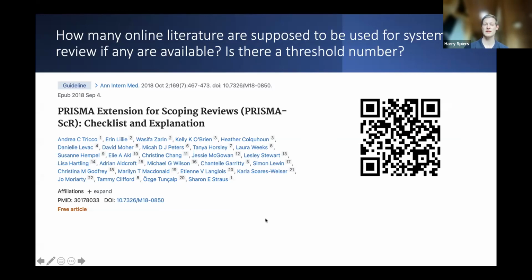So in summary, for your databases, ideally you want 3 or more, and those 3 for me would be Embase, Medline, and Web of Science. And then in terms of your minimum number of papers, you don't need a minimum number unless you're doing a meta-analysis. But if you're looking at a very niche topic or find that there are very few papers coming together, then you may want to do a scoping review instead.